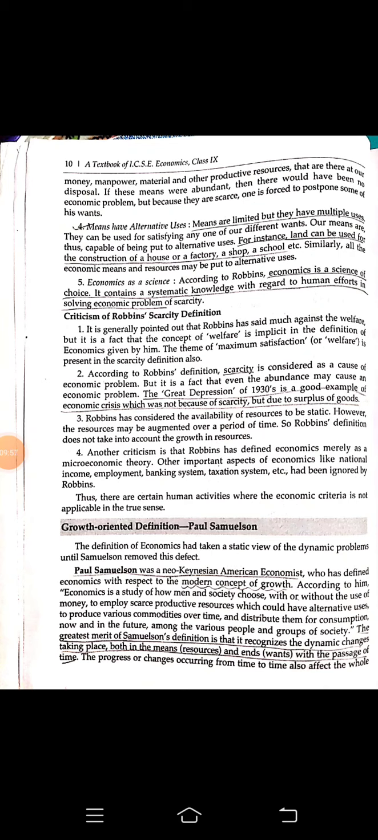Next, the growth oriented definition is given by Paul Samuelson. Samuelson in his definition has stressed the same point as Robbins, that human beings have endless wants, but there are limited resources in our nature. But he has added one more important thing, that is sustainable development.